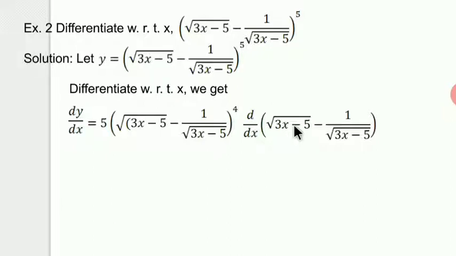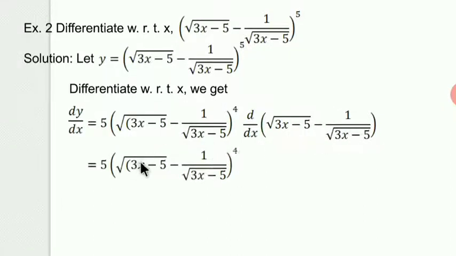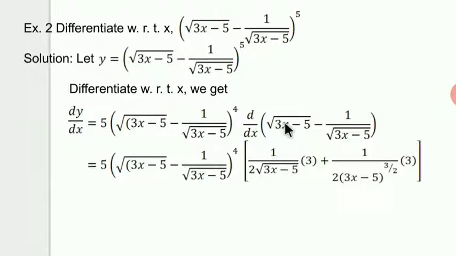Now for the derivative of the bracket, we use the corresponding formulas. It is equal to 5 times (square root of 3x minus 5 minus 1 upon square root of 3x minus 5) bracket raised to 4 into the derivative of square root of 3x minus 5, which is 1 upon 2 times square root of 3x minus 5 into the derivative of 3x minus 5, that means 3, for multiplication. We know the derivative of 1 upon square root x is minus half x raised to 3 by 2, where here x is 3x minus 5.